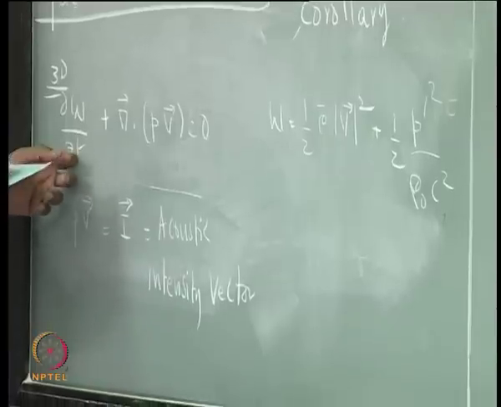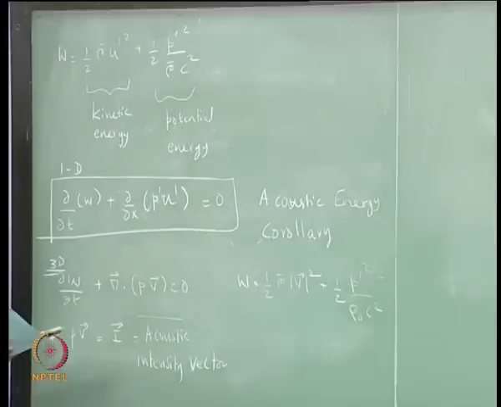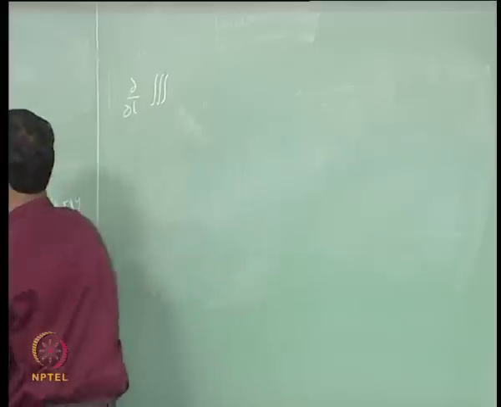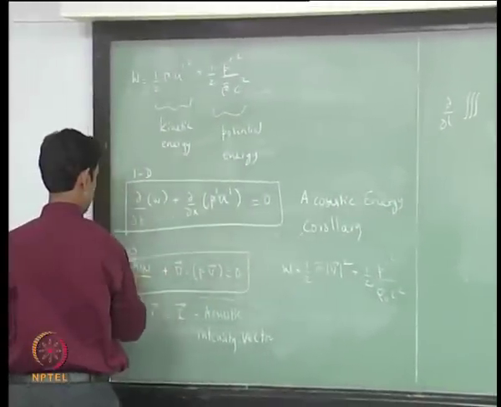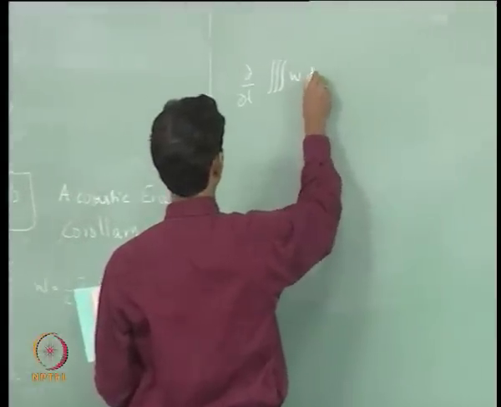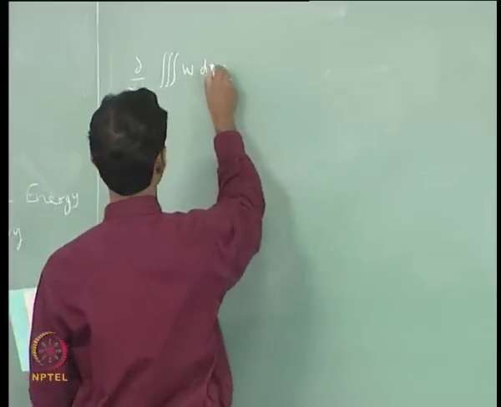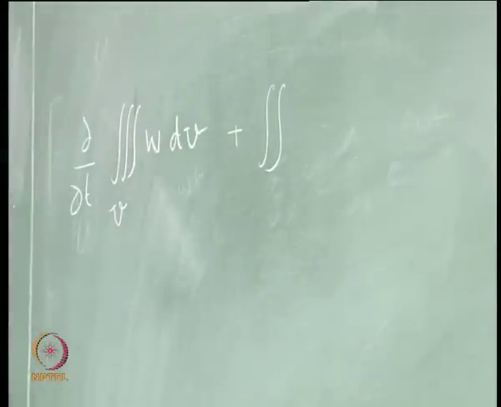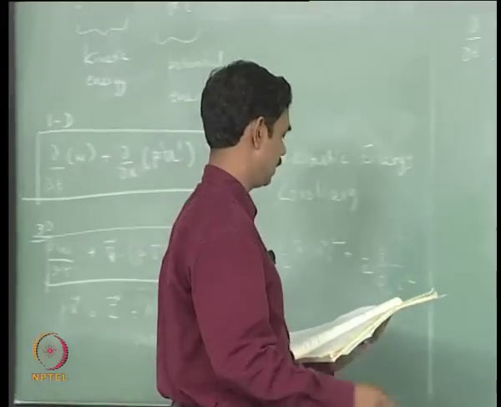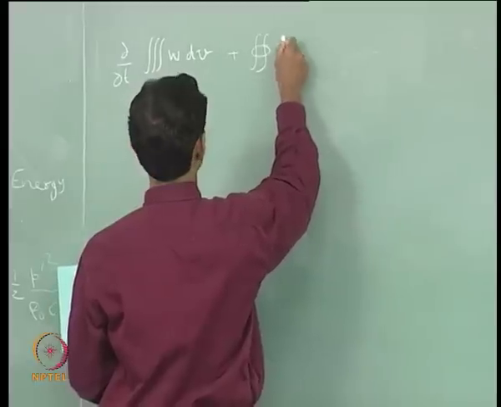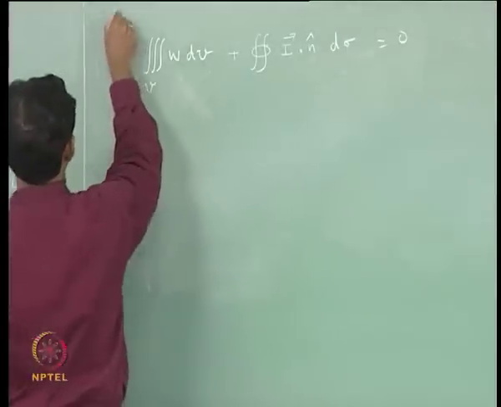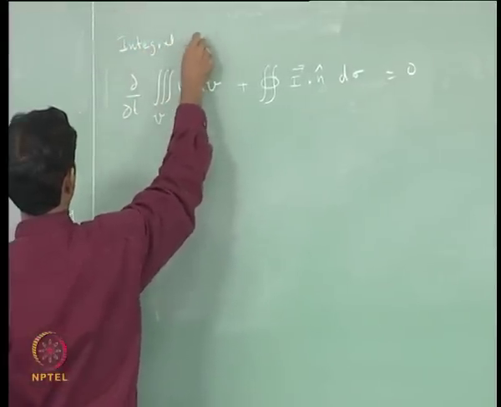This is in differential form. What we can do is integrate this over a control volume. Let us say we are integrating this equation over a control volume, where V is the control volume. Now you can use the Gauss theorem to convert this divergence term into a surface integral. So this is the integral form.